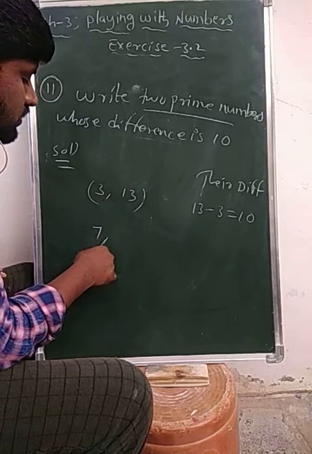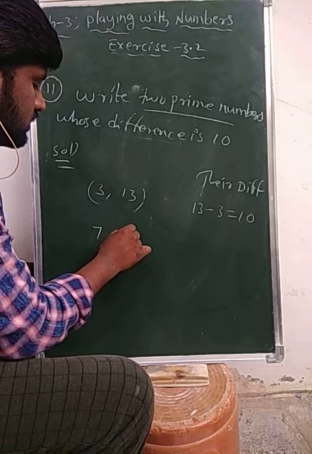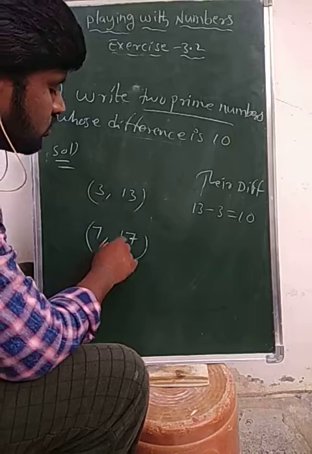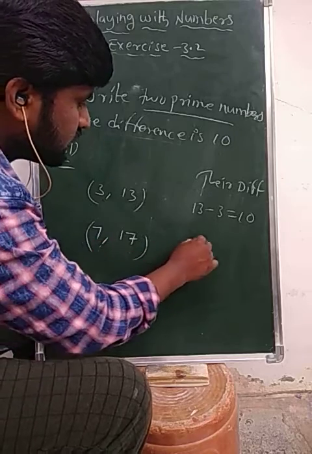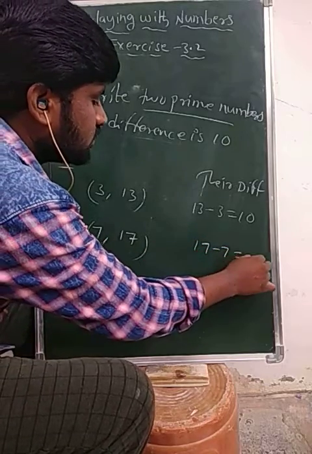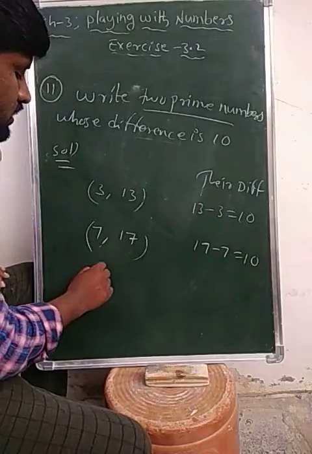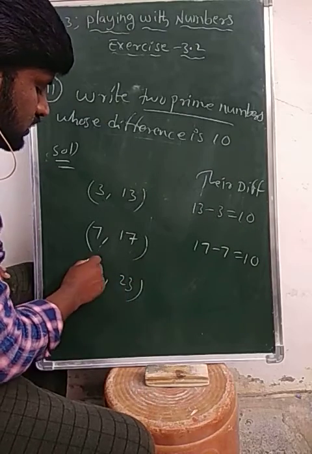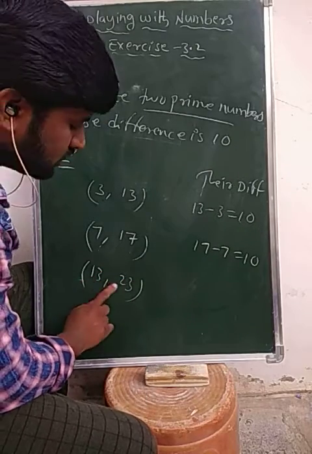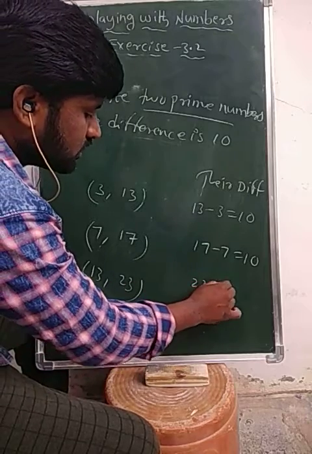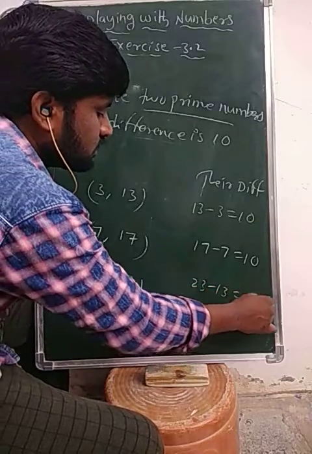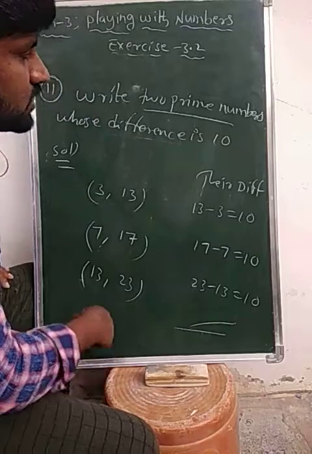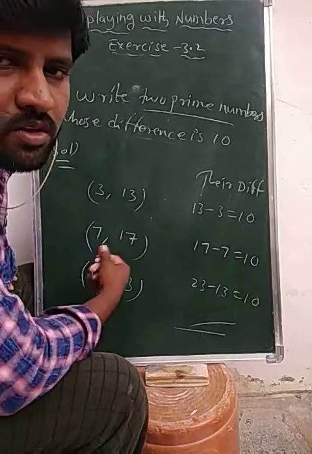And like that only, 7, 17. These two are prime numbers. Their difference, 17 minus 7, is 10. And 13, 23. These two are prime numbers. Their difference, 23 minus 13, is equal to 10. So this is the required answer for this question. Okay students.